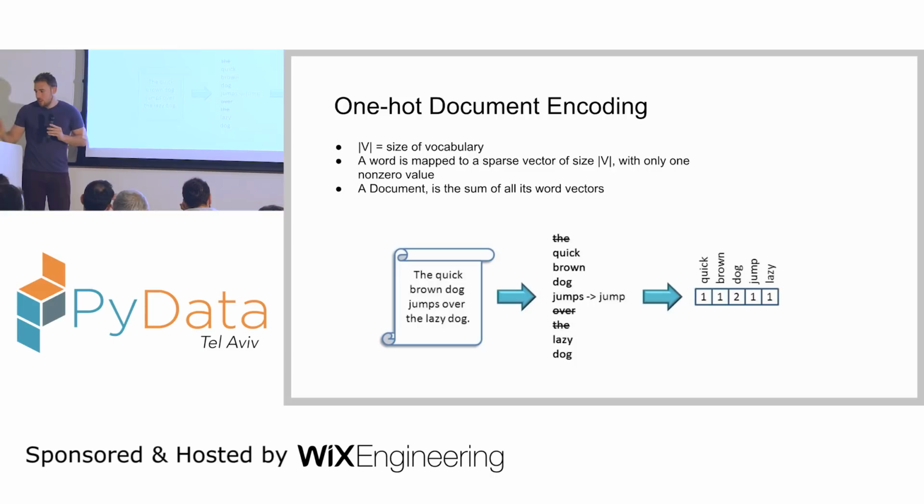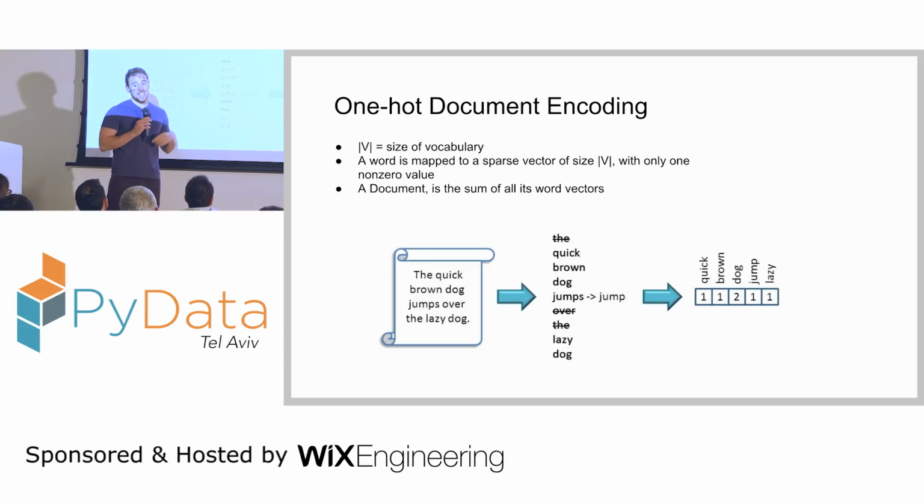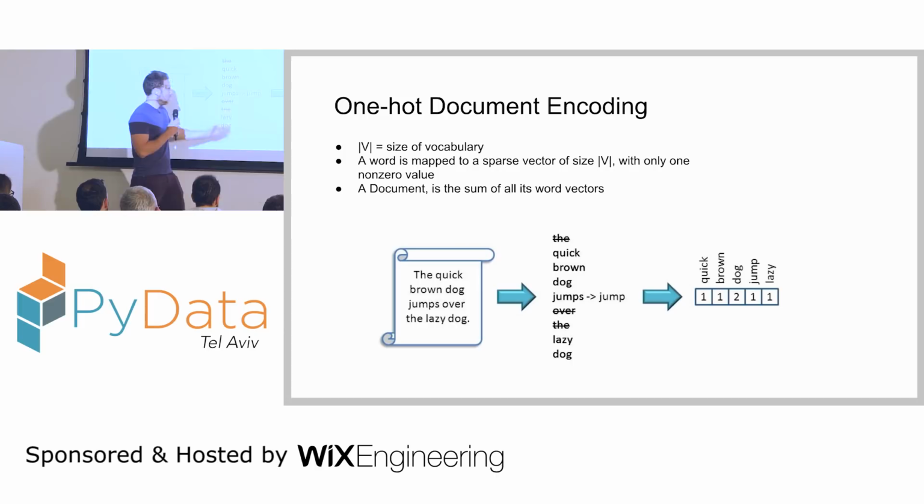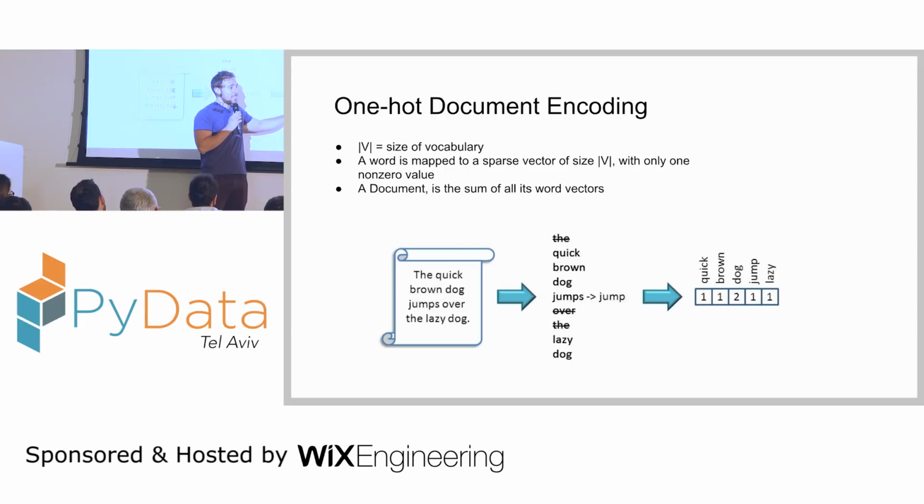If you follow this logic, we can also create a vector for the entire document, just by summing them, essentially. So here I have the sentence, the quick brown dog jumped over the lazy dog. So the word dog appeared twice. All of the other words appear once. And one needs to remember that the size of this vector is the size of the vocabulary.